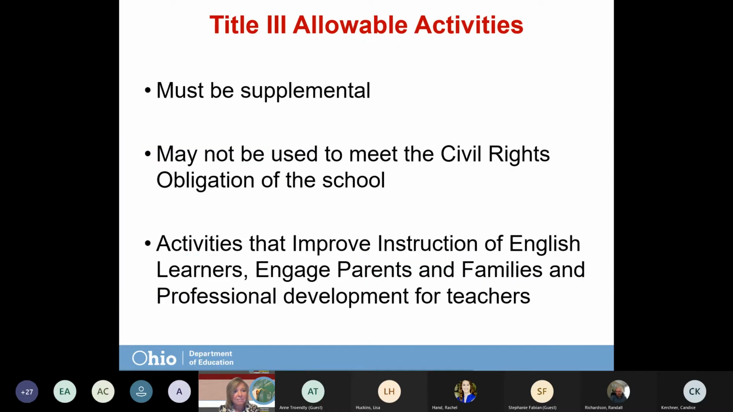Title III activities must be supplemental and not used to meet the civil rights obligation of the school. The allowable activities fall into the categories of activities that improve instruction of English learners, engage parents and families, and professional development for teachers.